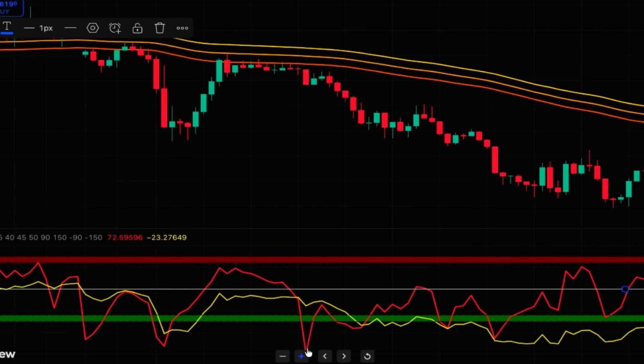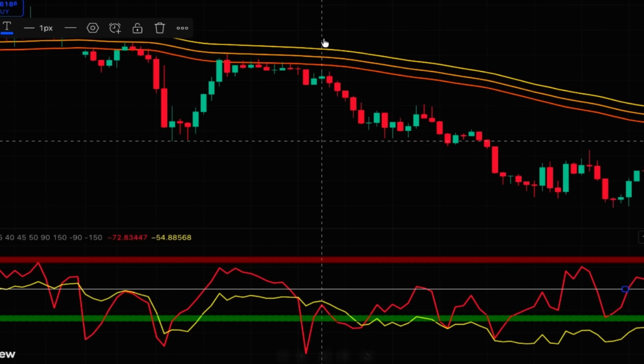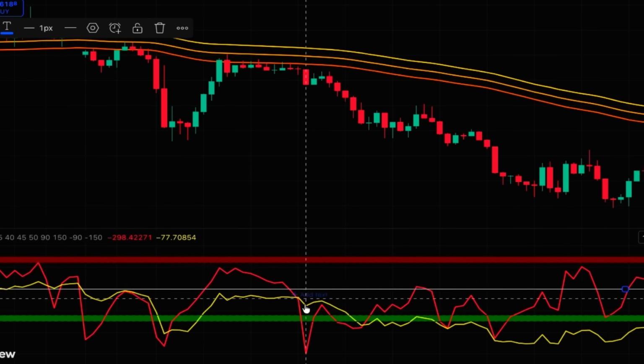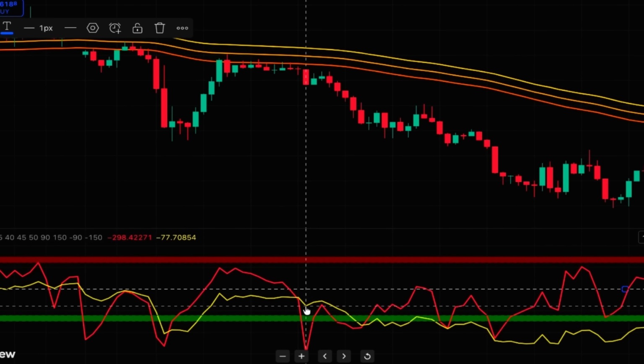When the red line is closed below the yellow line, it tells us that probably the pullback ended and the price is gonna decline more. We enter a short position only if the yellow line is not oversold. In other words, the yellow line should be above this green zone.